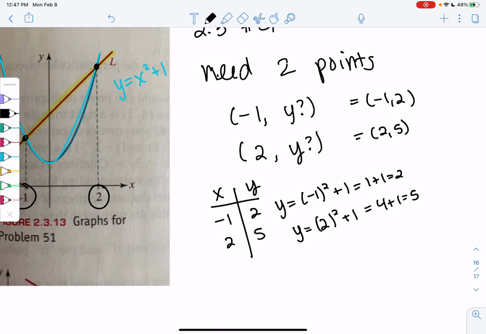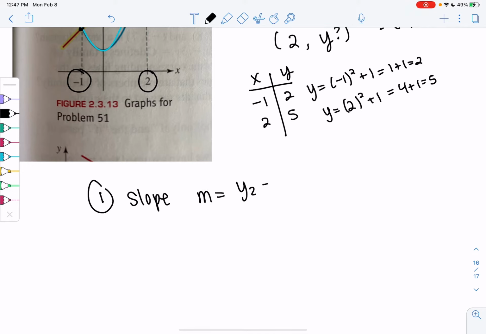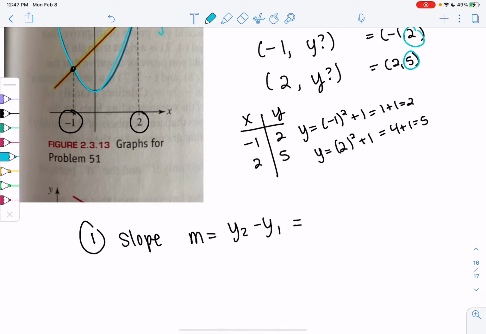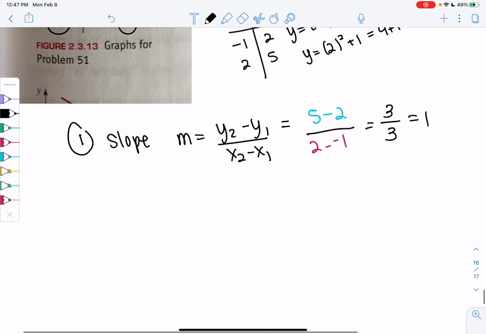So let's go ahead and find the slope, and then we'll find the equation. So y2 minus y1 would be 5 minus 2, all over x2 minus x1, so that'll be 2 minus -1. So what do we get? We get 3 on top and we get 3 on bottom, so my slope is just 1. And then you can use point slope or slope intercept, your choice.